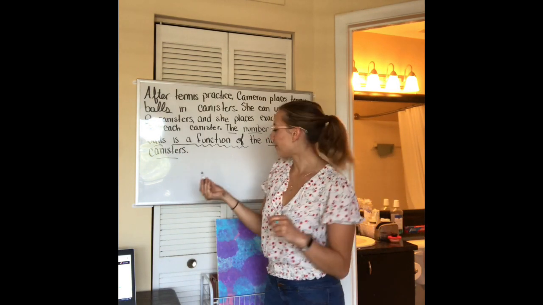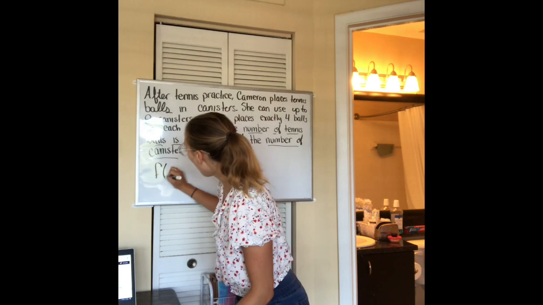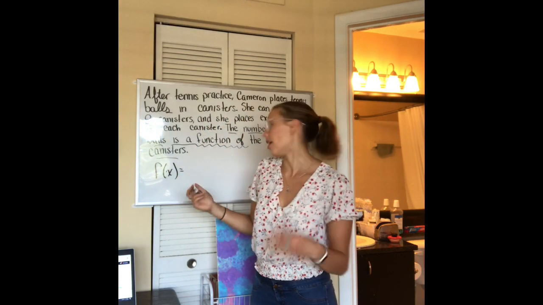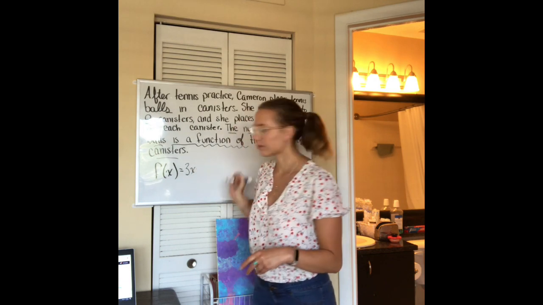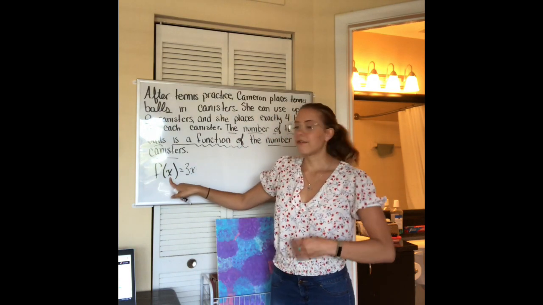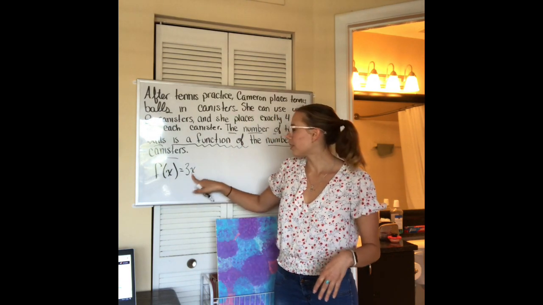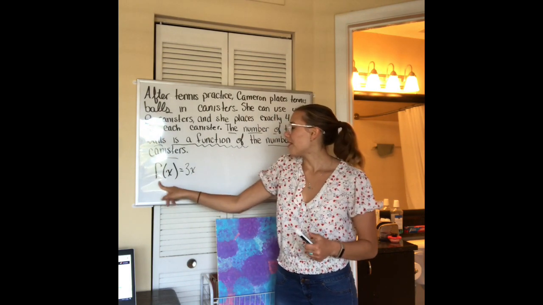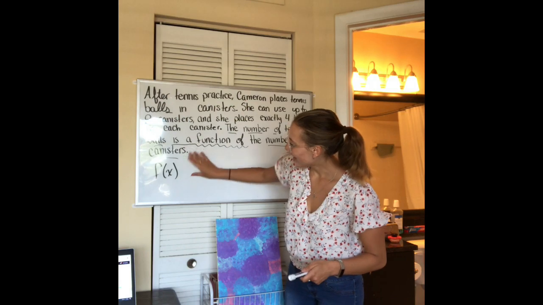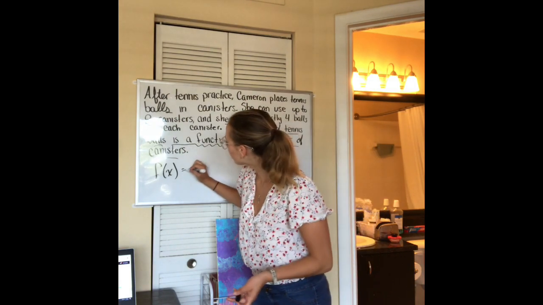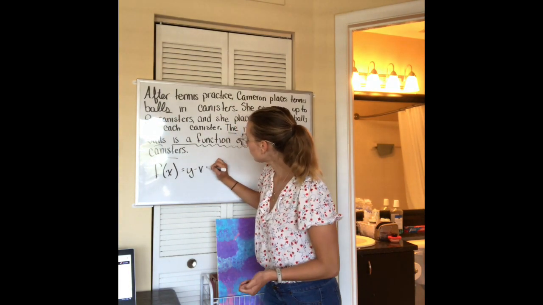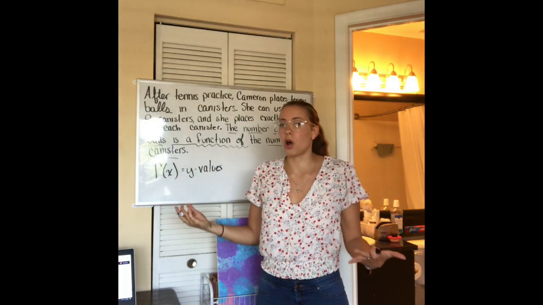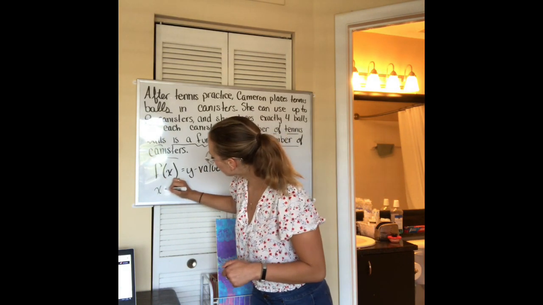You know how when you write a function, you say f of x equals blah, blah, blah. I'll say like 3x. And then whatever this x value is, you plug it into the x values. So this f of x is your y values. This is your y values that go along with your x values.